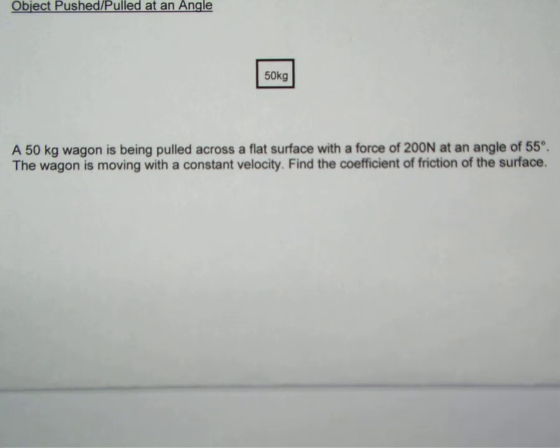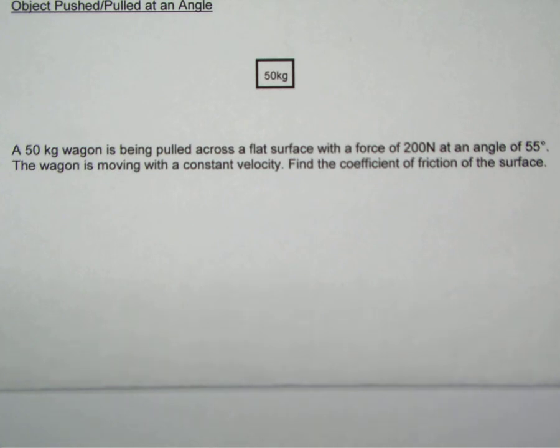Okay, let's talk about an object like this one, a wagon, being pulled across a flat surface at an angle. So now the applied force is no longer just horizontal. It is actually being applied at an upward angle, being pulled. Think about when you are pulling a wagon. You are actually exerting a little bit in the upward direction as well as a little bit in the horizontal direction.